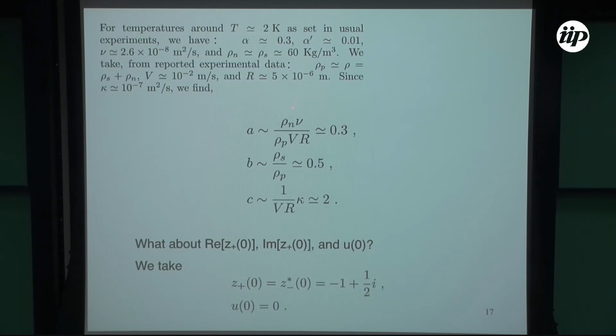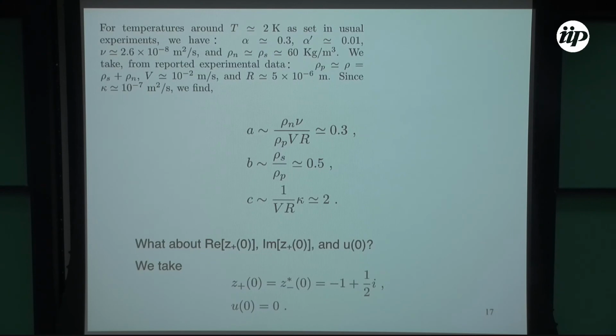0.01. Okay, so I took in all the simulations alpha prime equal to 0 and alpha equal to 0.2. I don't remember why 0.2, but I think it was around this. There's nothing very important; I could have taken 0.3. But alpha for us is 0.2 and alpha prime is 0 just because it's so small a value. It is not going to change anything.